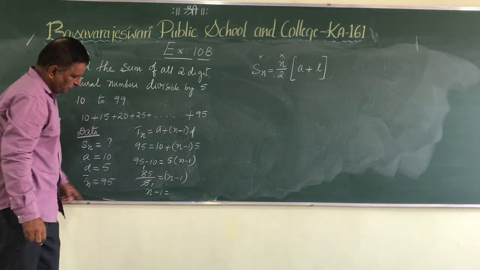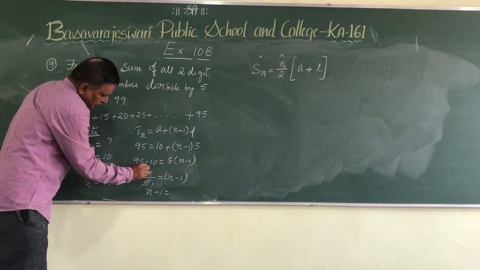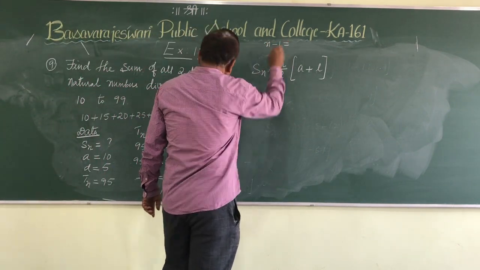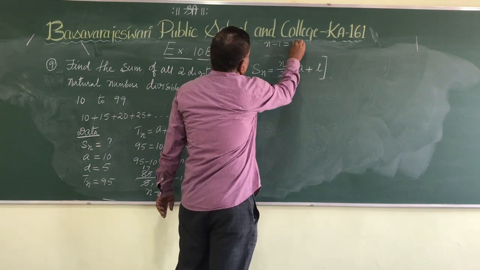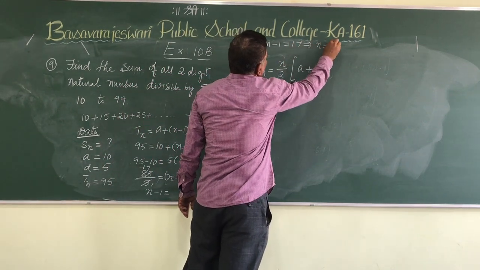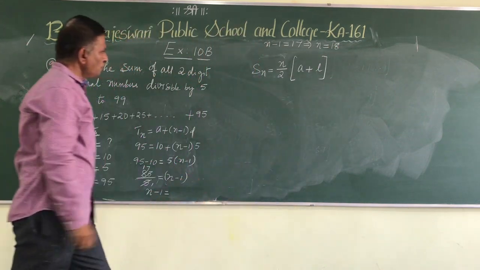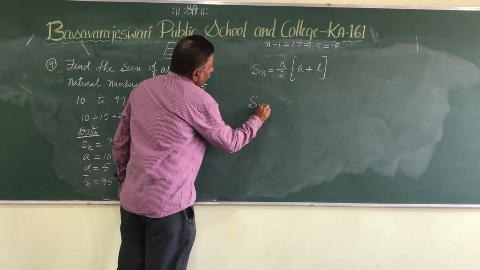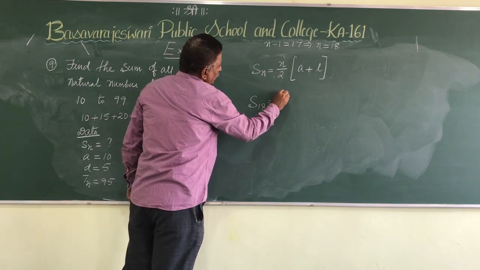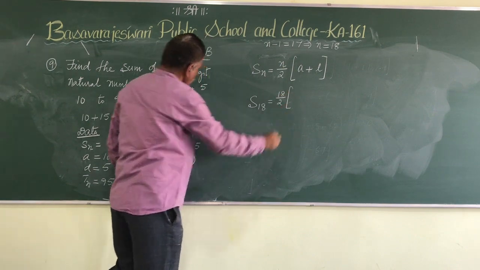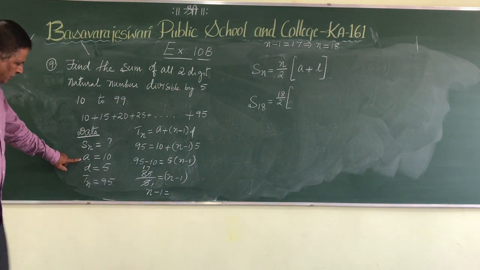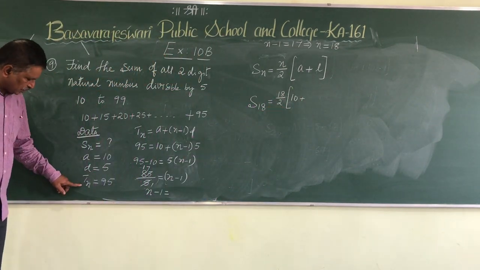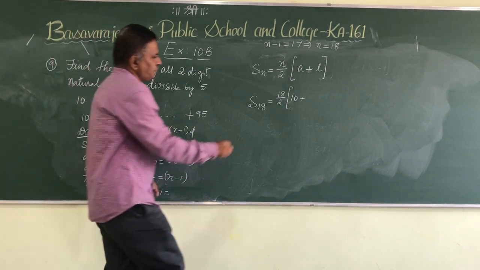Here 5 ones are 5, 5 sevens are 35. So therefore, n minus 1 is equal to 17. This implies n is equal to 18. So now we are supposed to find out Sn. So the sum of 18 terms, n value is 18: Sn is equal to 18 by 2 of (A, which is 10, plus L). L means the last term, that is nothing but Tn, which is 95.